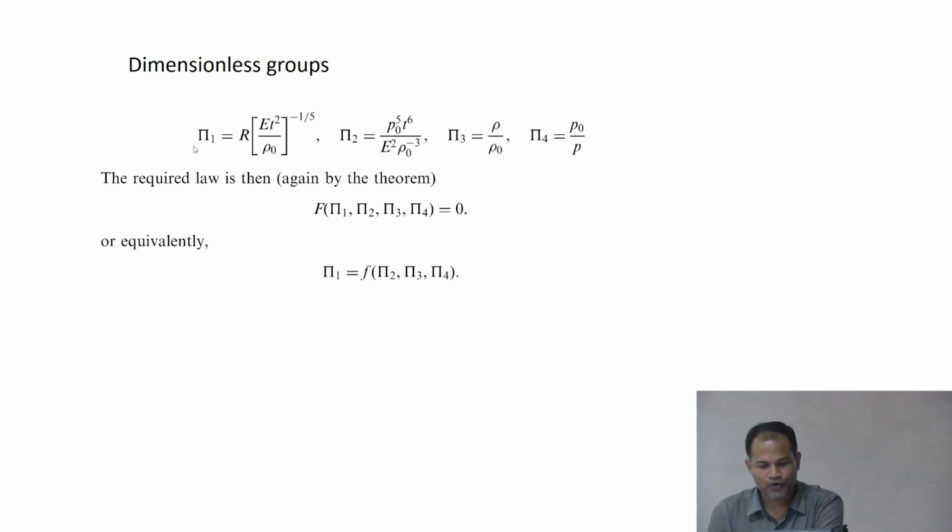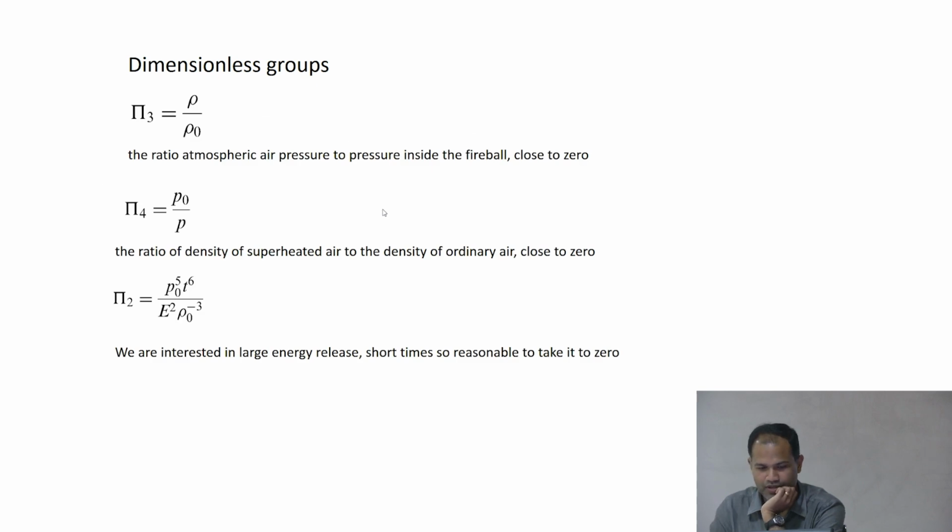So he got these four of them. Pi 1 is something like E t squared by rho 0 to the power minus 1 by 5. Then there was a pi 2, a pi 3 and a pi 4. And of course, as we have been saying, there exists a relation between these four, and that's what he wrote. And that's not surprising to you anymore. Now since he found these four, he had to make some conclusions out of it. So he thought what could be the best thing that he can do. And he said, let's look at some of those non-dimensional numbers.